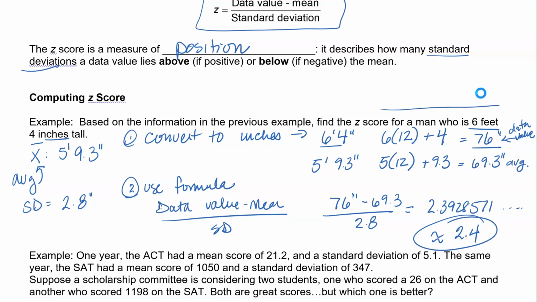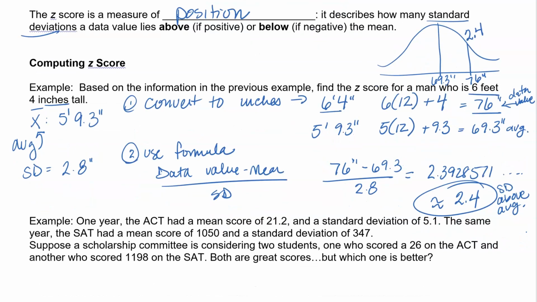So it means that a male, I'll just draw a picture, if the average is 69.3 inches and this person is 76 inches, it means his Z-score is 2.4. It means he is 2.4 standard deviations above average, which means he's pretty tall.